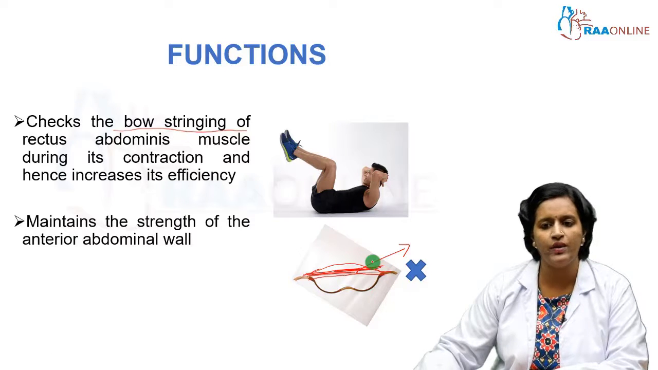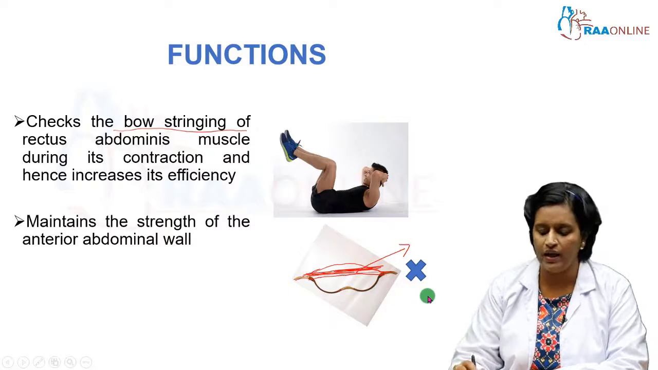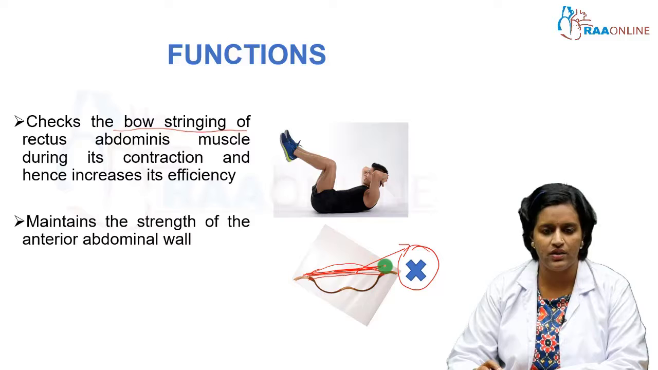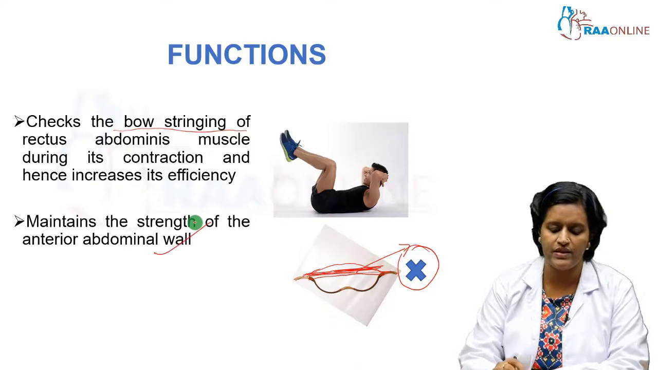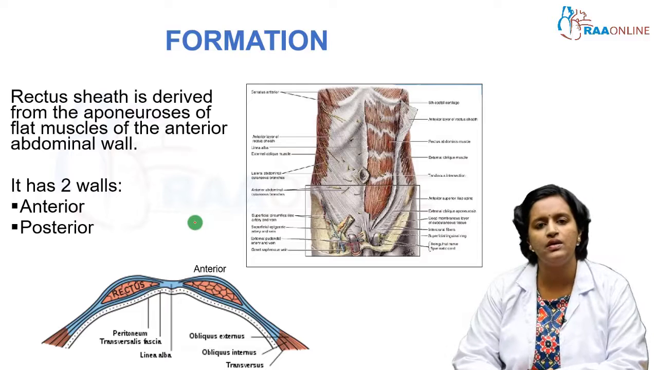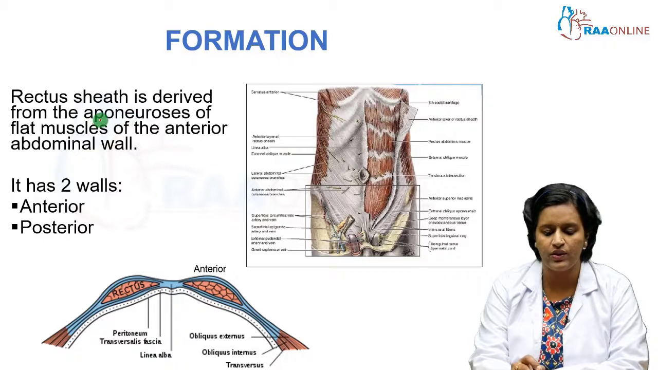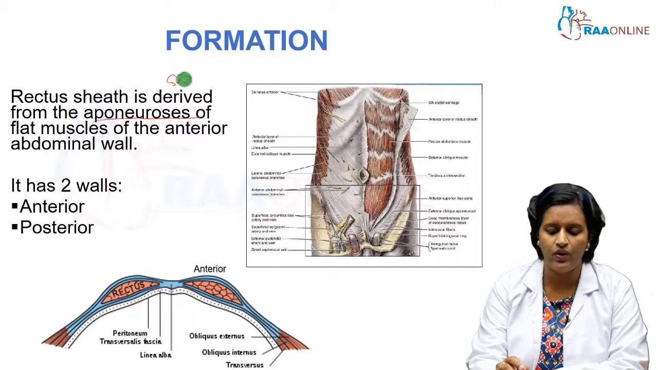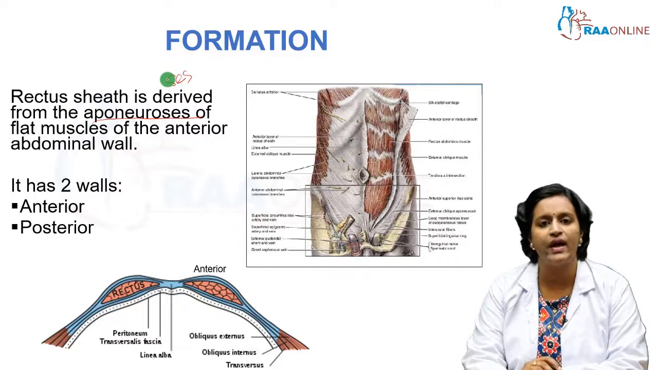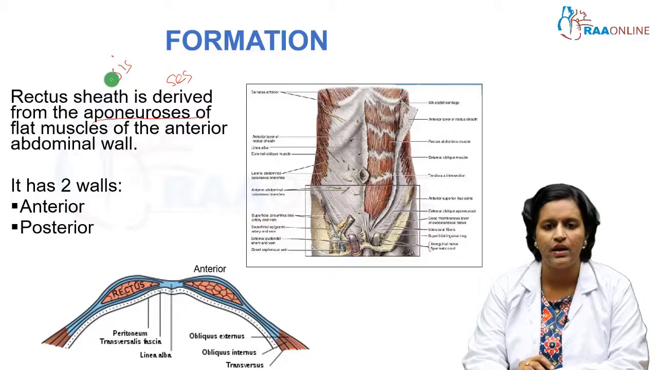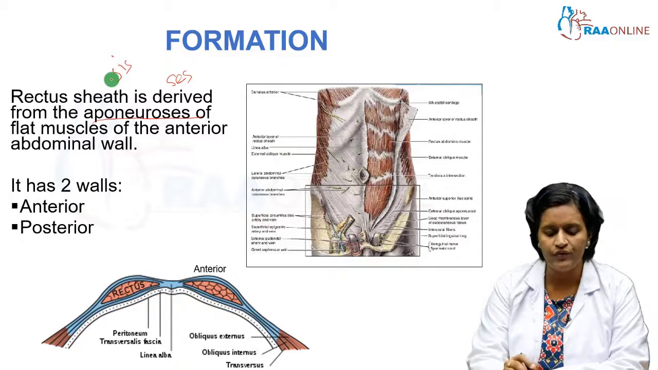So the function of rectus sheath is to prevent bowstringing of rectus abdominis muscle. Also, this fibrous structure, the rectus sheath, maintains the strength of the anterior abdominal wall. Now, how is this rectus sheath formed? It is derived from the aponeurosis. You can note the spelling here. This is SES because it is plural. It is aponeuroses of flat muscles of the anterior abdominal wall. In singular, it would be SIS, aponeurosis. Plural is SES, of the flat muscles.